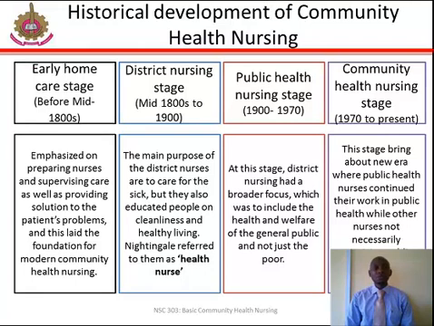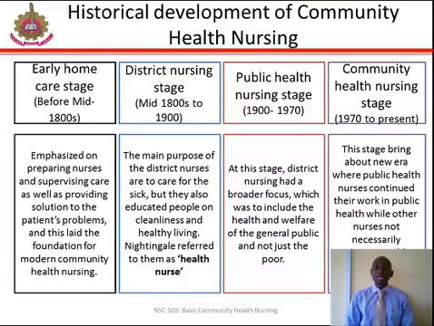Now, historical development of community health nursing. In order to better understand the historical development of community health nursing, the historical development was divided into 4 stages. That is the early home care stage, the district nursing stage, that's between the mid-1800s to 1900s, the public health nursing stage, that was between 1900 to 1970, and the community health nursing stage, that was from 1970 to the present age that we have. Now let's take these stages one after the other so that we can understand them better.